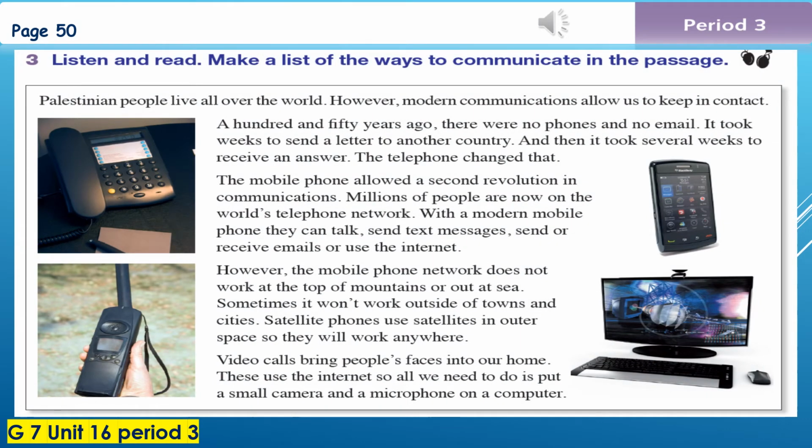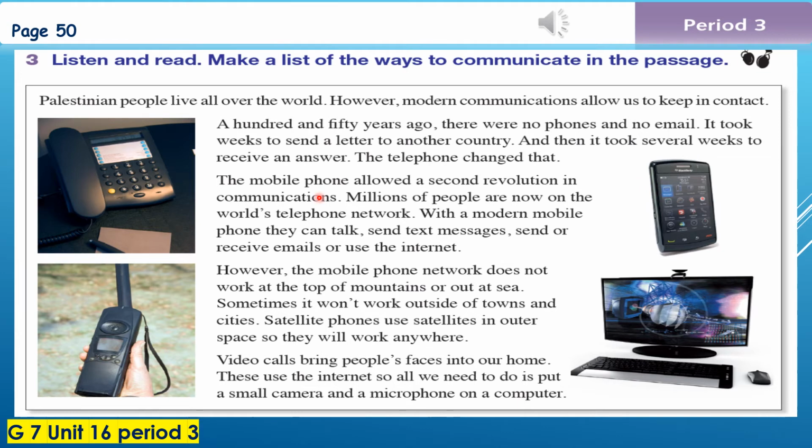Exercise 3 on page 50. Listen and read. Make a list of the ways to communicate in the passage. In this exercise, you will hear and read this passage. Then mention the ways of communications which were mentioned in this passage.